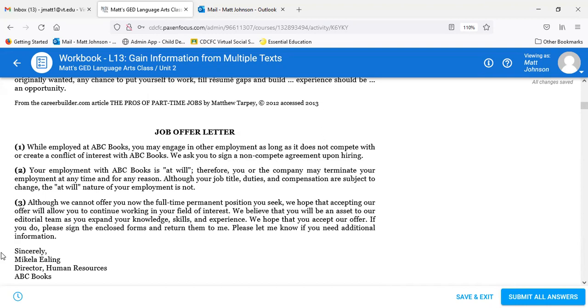Although we cannot offer you now the full-time permanent position you seek, we hope that accepting our offer will allow you to continue working in your field of interest. We believe that you will be an asset to our editorial team as you expand your knowledge, skills, and experience. We hope that you accept our offer. If you do, please sign the enclosed forms and return them to me. Please let me know if you need additional information. Sincerely, Michaela Ealing, Director, Human Resources, ABC Books.